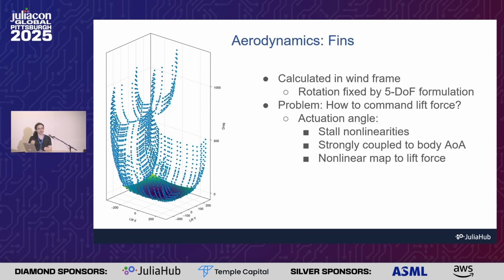The interesting problem here is how do we command the lift force? The traditional way to do this is to say the angle that the fins are deflected to, because that has very direct meaning to the physical plant. But the problem is that you run into a lot of unpleasantness. So stall nonlinearities, they're going way up. This is strongly coupled to the angle that the body is at relative to the wind. It just becomes very unpleasant. So you end up with this highly nonlinear mapped lift force.